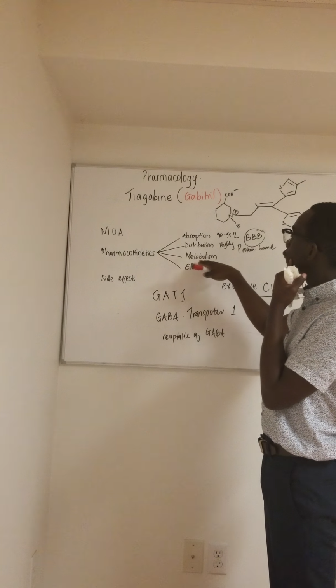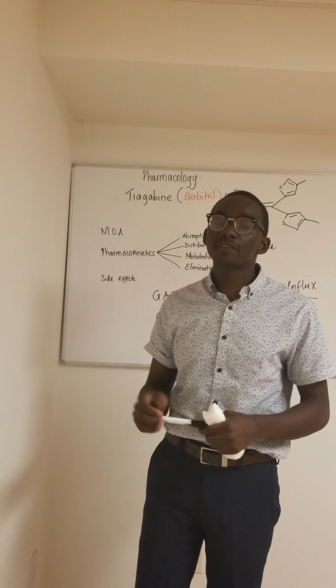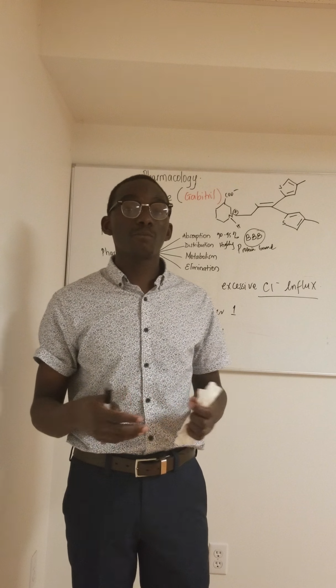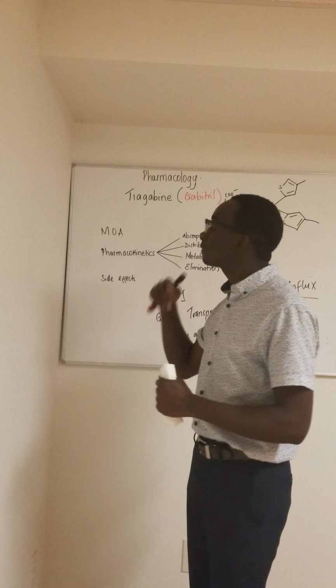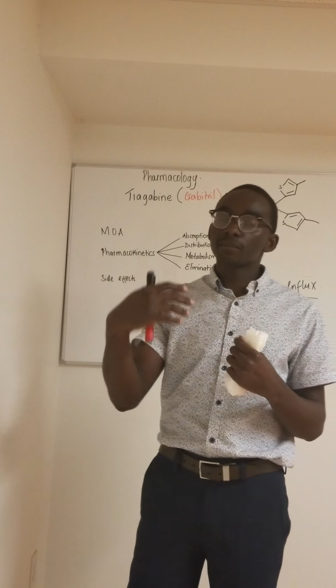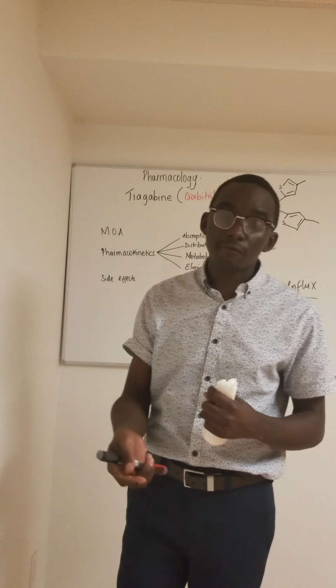For metabolism, this drug is metabolized by the cytochrome P450 enzymes and the isoform 3A4. We've seen so many drugs that are metabolized by these isoforms. Most of the anti-seizure drugs that I've been discussing are metabolized by this type of isoenzyme. So when Tiagabine is given together with other anti-seizure drugs, its concentration in blood may be lowered due to the effect of the cytochrome P450 enzyme inducers such as carbamazepine, phenytoin, phenobarbital, and valproate.